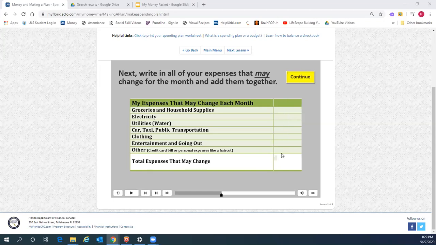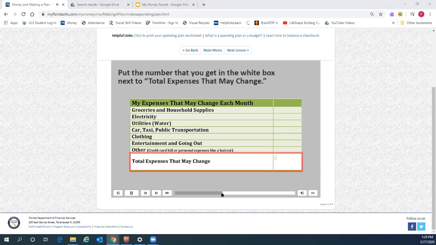So what we do is write those down. Think of what else do you spend money on and put it on here and see what your total expenses that might change from month to month look like. Put the number that you get in the white box next to total expenses that may change.